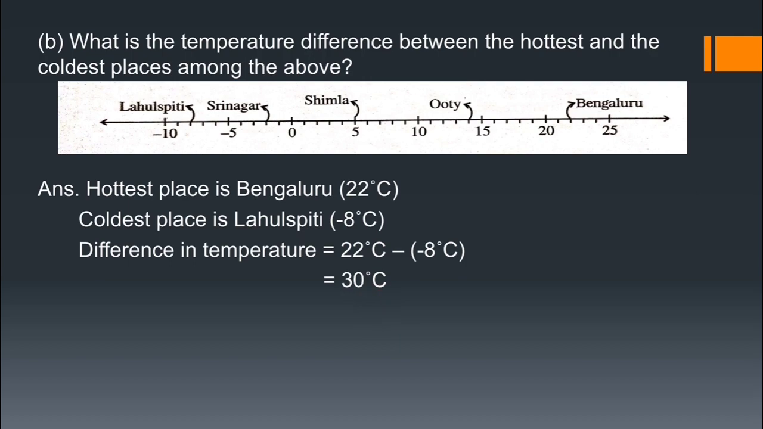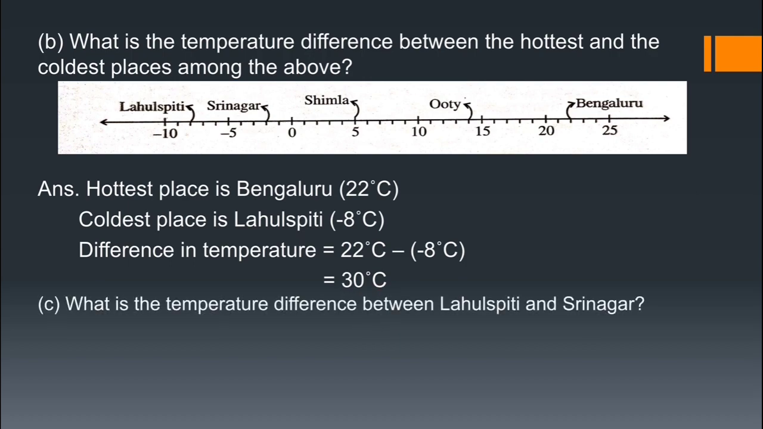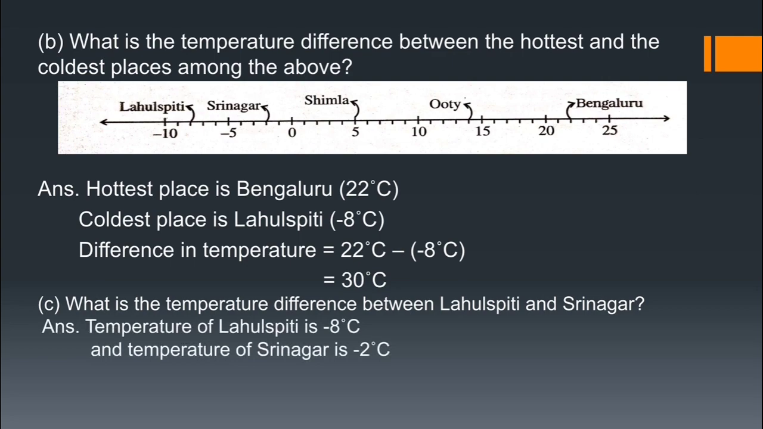Now let us see our next part. Our next part is what is the temperature difference between Lahore Spiti and Srinagar. So from this number line, it is clear that Lahore Spiti's temperature is, this is minus 5, minus 6, minus 7 and minus 8 degree centigrade. While temperature of Srinagar is, this is 0, this is minus 1 and minus 2 degree centigrade. So let us write temperature of Lahore Spiti is minus 8 degree centigrade and temperature of Srinagar is minus 2 degree centigrade.